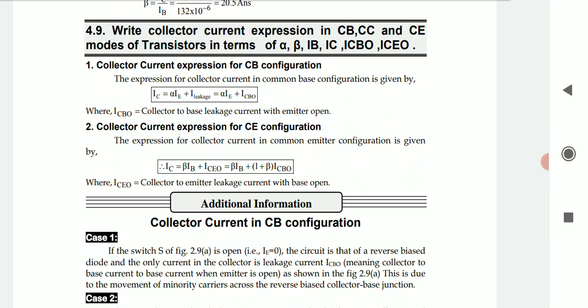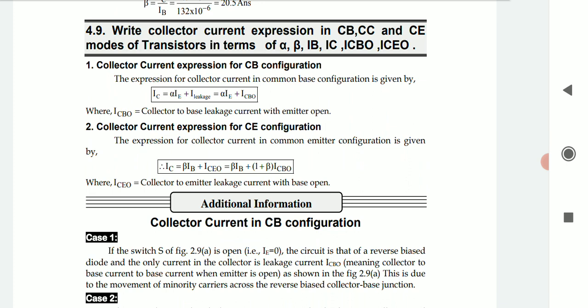Next, write the collector current expression in common base, common collector and common emitter configurations of a transistor in terms of alpha, beta, IB, IE, IC, ICBO, ICEO. So the collector current expression in common base configuration is IC is equal to alpha IE plus I leakage. Leakage is nothing but reverse saturation current.